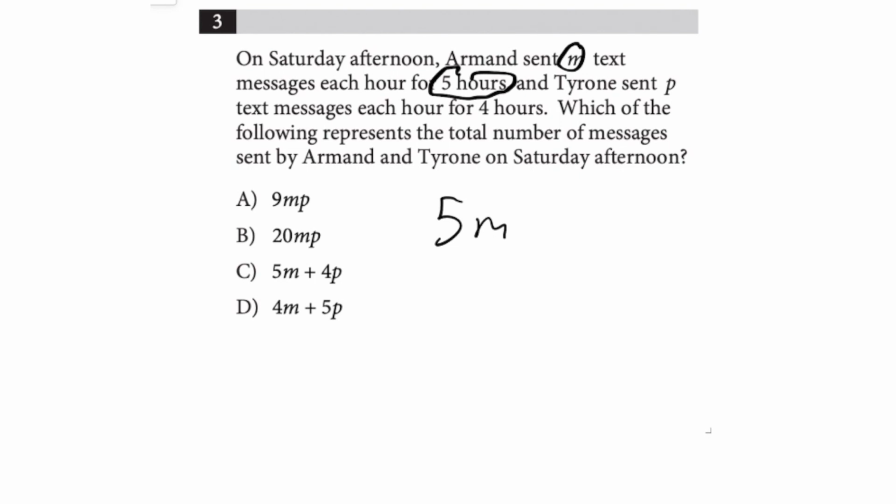And then for Tyrone, he sent P messages for 4 hours. Okay, so P messages per hour for 4 hours. So that is 4 times P. So if I add these up, then I get my total number of messages that they both sent. So 5M plus 4P, which is going to be choice C.